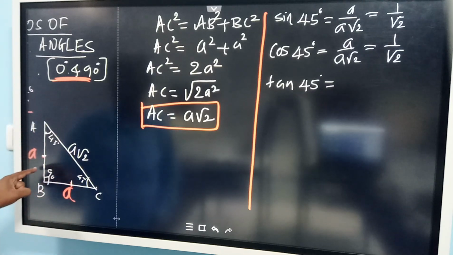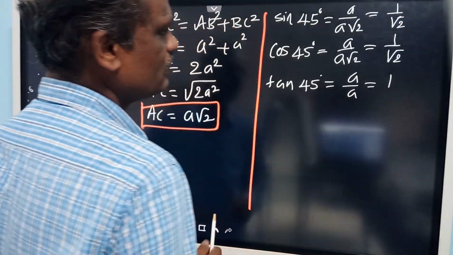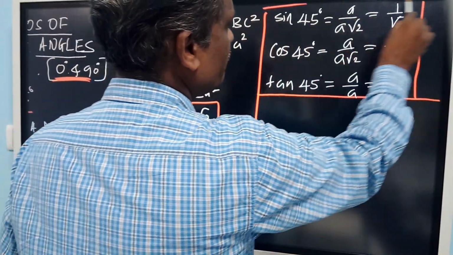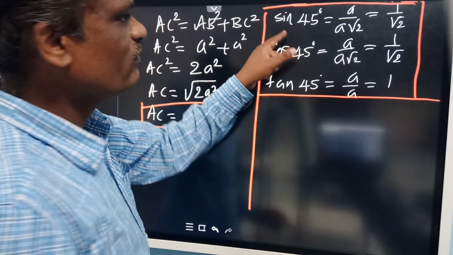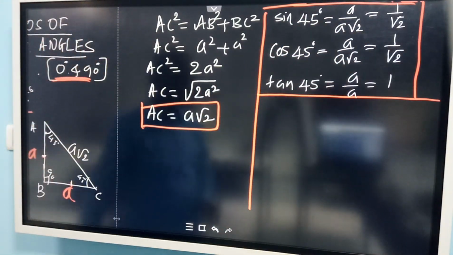Opposite side here A, adjacent side also A. So A divided by A, your answer is 1. So you got 3 trigonometric ratios of 45 degree: sine 45 is 1 by root 2, cos 45 is 1 by root 2, tan 45 is 1.